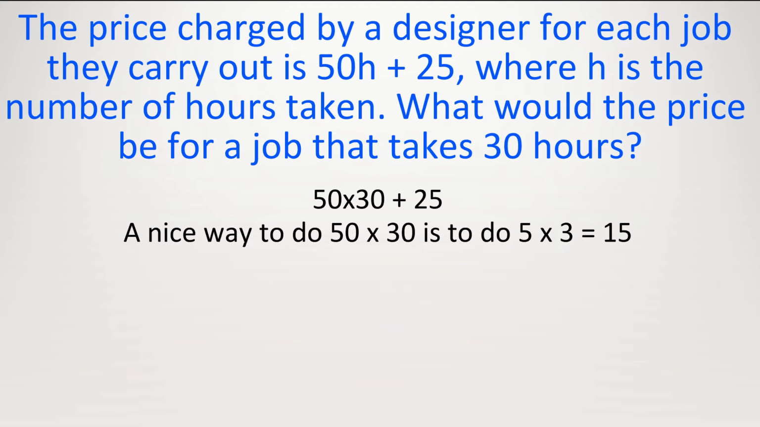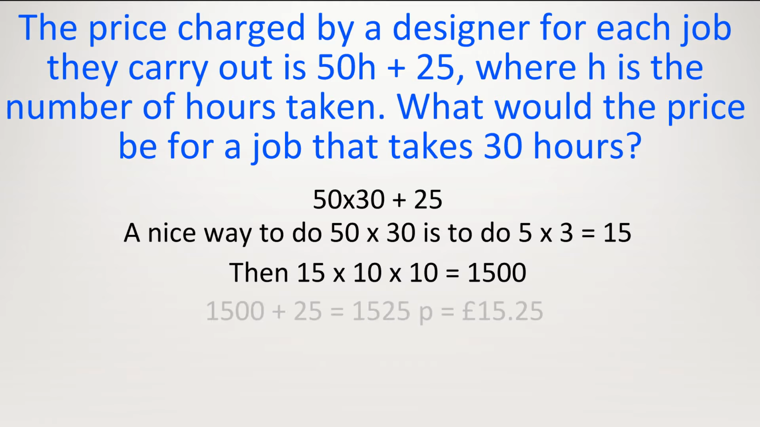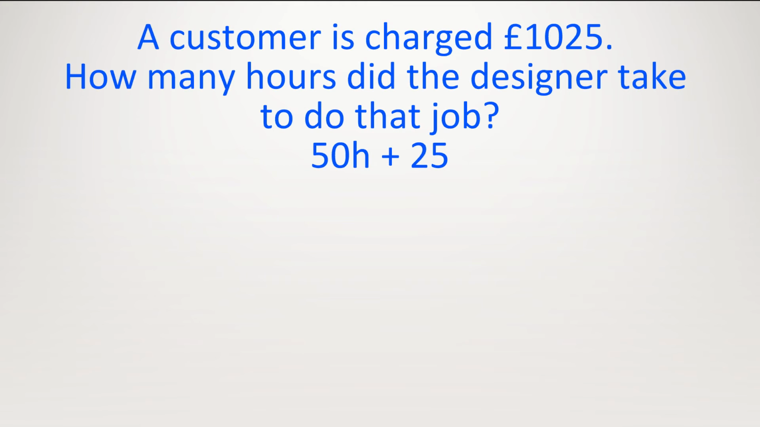We do multiplying first. 50 times 30. That is 5 times 3 equals 15. 15 times 10 times 10 equals 1,500. Plus 25 equals 1,525p, which is equal to £15.25. A customer is charged £1,025. How many hours did the designer take to do that job?